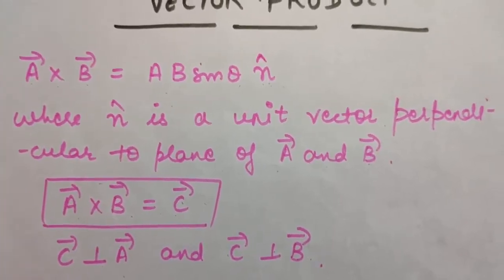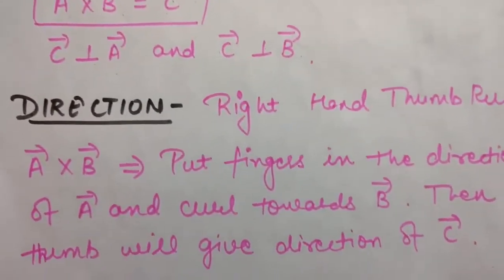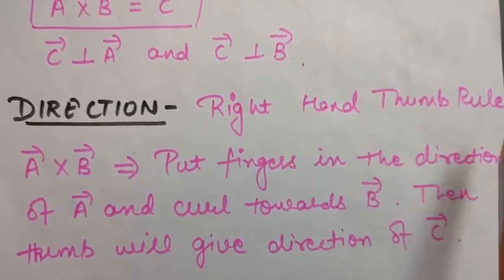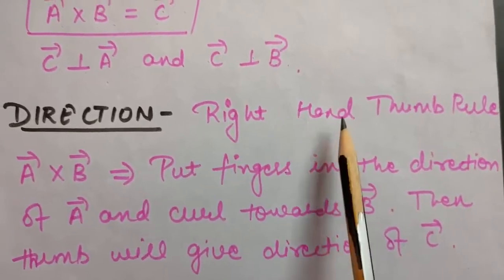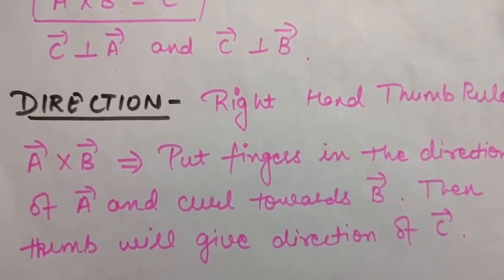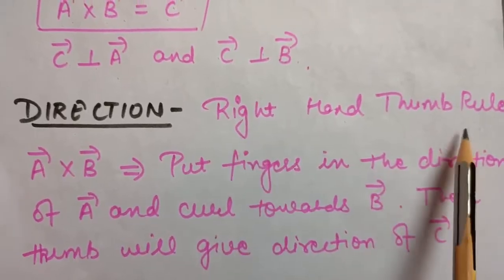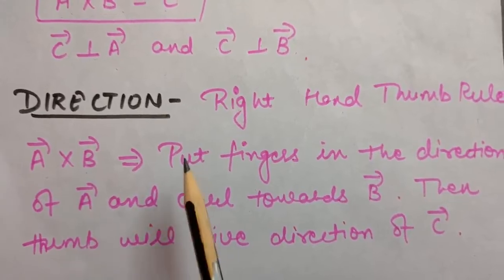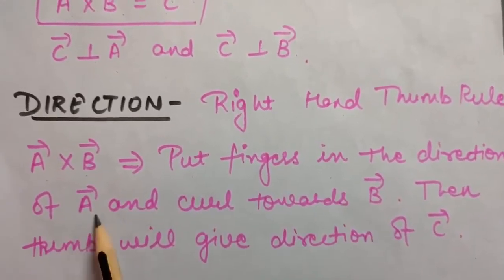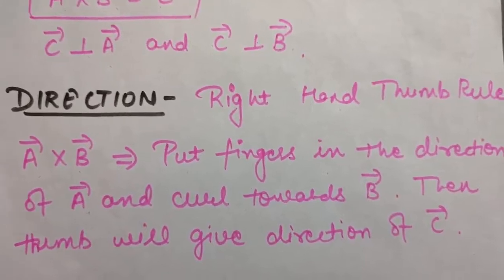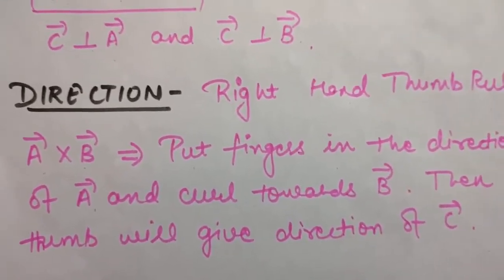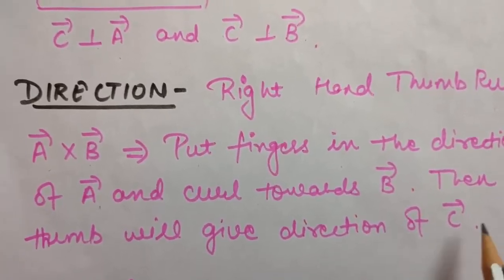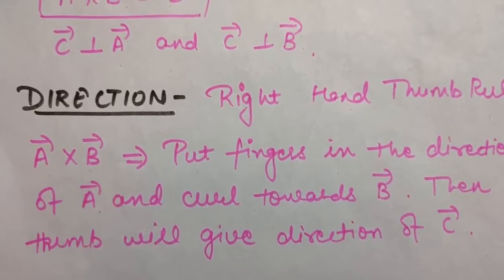Now, how to see the direction of a cross product? To calculate the direction of a cross product, we use the right hand thumb rule, so we have to use our right hand. How to apply the right hand thumb rule, or you can simply say the RHT rule. If you want to calculate the direction of A cross B, just put your fingers in the direction of A and curl your fingers towards B. Your fingers are towards A, you curl towards B, then your thumb will give the direction of C, that is the answer of A cross B.